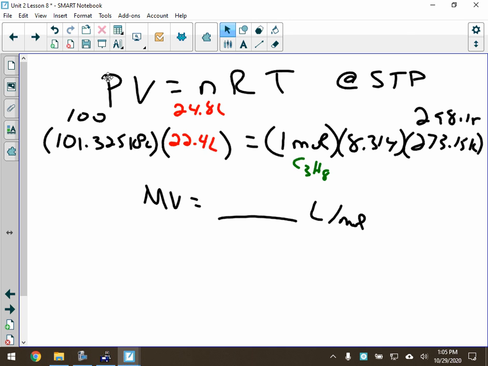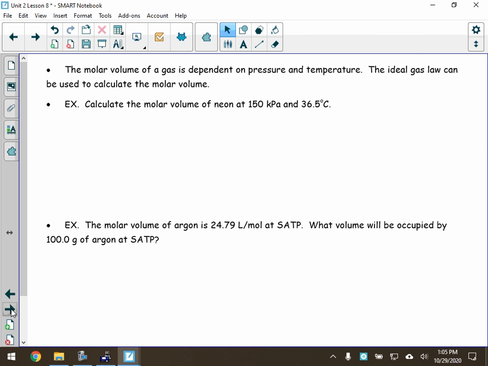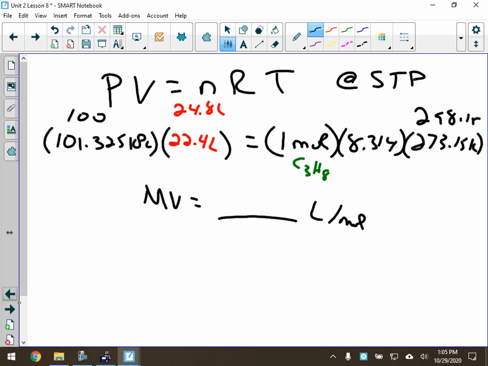And then here's the beauty part about that. So you're going to see this. This was at, let me just write this down here, at STP. Okay, so that's how much space you need. You need 22.4 liters for 1 mole of a gas at STP. I'm getting excited here. Okay. Well, what if you wanted 2 moles of a gas at STP? How much space does it take up now? How much space do you need?